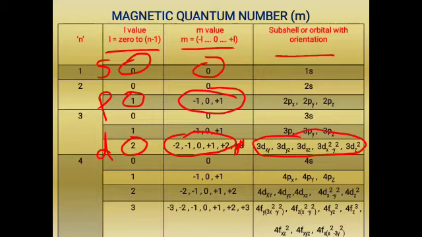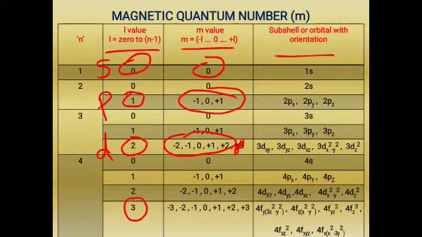If it is a third orbit, it is represented as 3dxy, 3dyz, 3dxz, 3dx square minus y square, 3dz square. If it is a fourth orbit, it is represented as 4dxy, 4dyz, 4dxz, 4dx square minus y square, 4dz square. What about L is equal to 3?